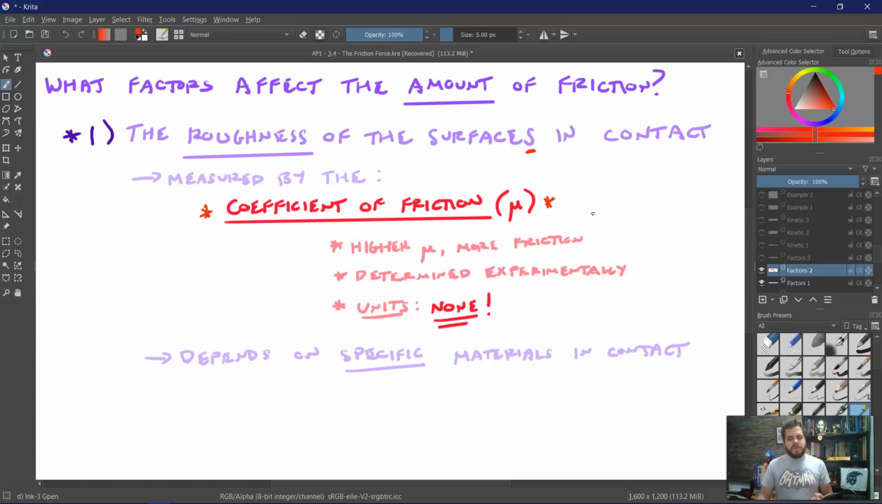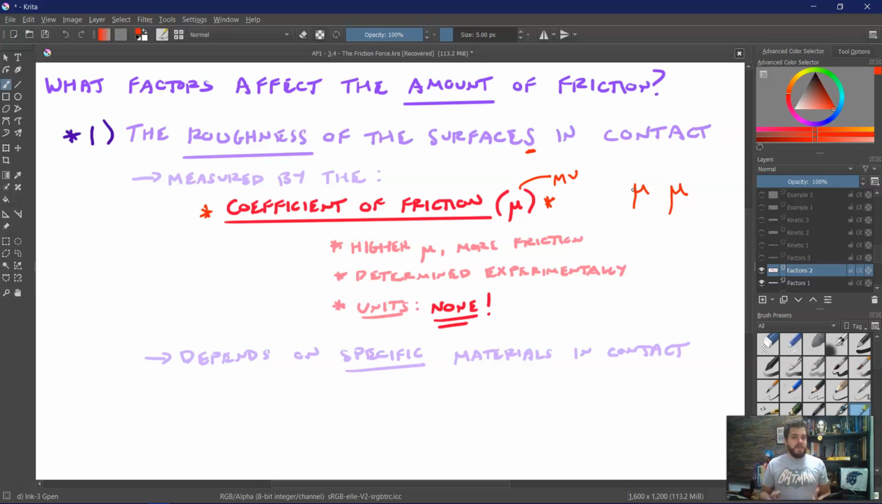Now, the coefficient of friction is abbreviated with a letter you probably haven't seen before. This is a Greek letter mu. That's spelled mu. It's pronounced mu, kind of like the Pokemon. It basically looks like a U shape with a tail in front. I usually write it kind of like that. So that is mu. And if you have a higher coefficient of friction, that means we have more friction between the surfaces. Lower coefficient, we have less friction.